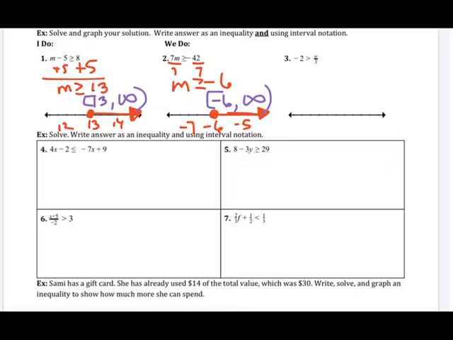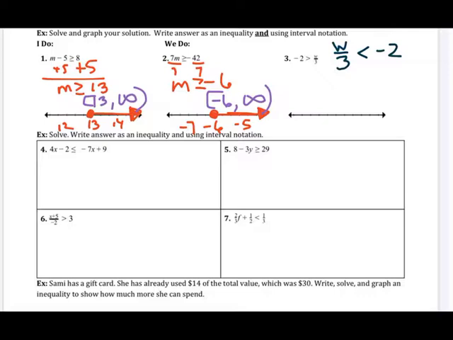On number 3, I don't like that my variable is on the right. So the very first thing I'm going to do is I'm going to rewrite this problem, and I'm going to switch everything around. It makes me feel much more comfortable, and it makes me know I'm going to graph correctly as long as my variable is on the left side of the problem.